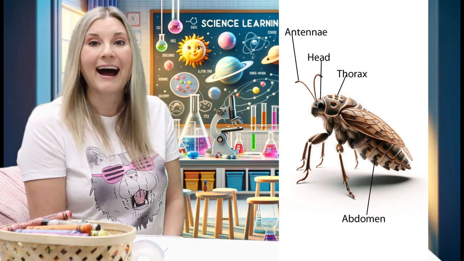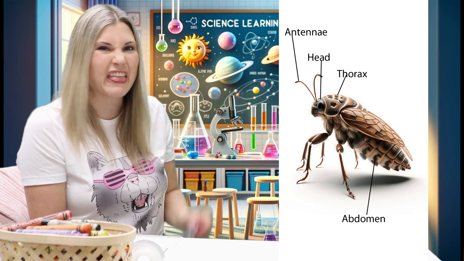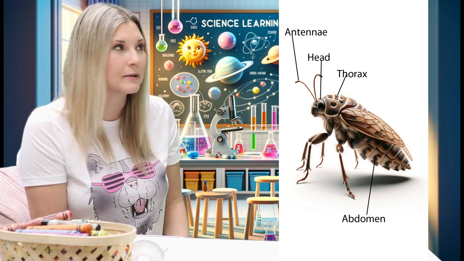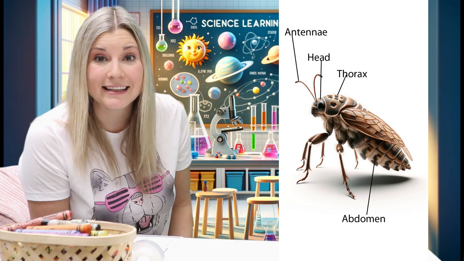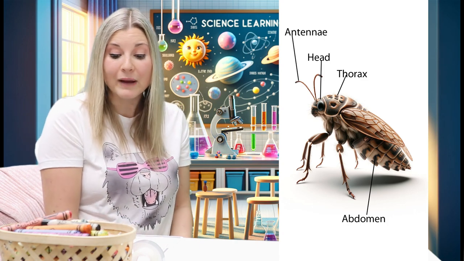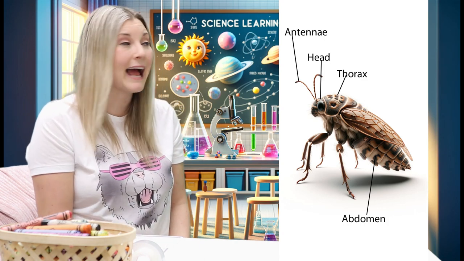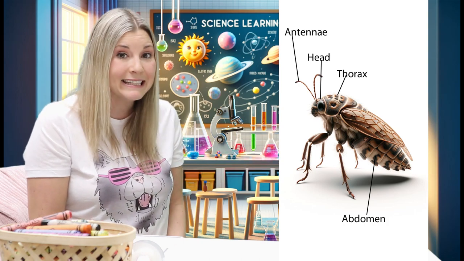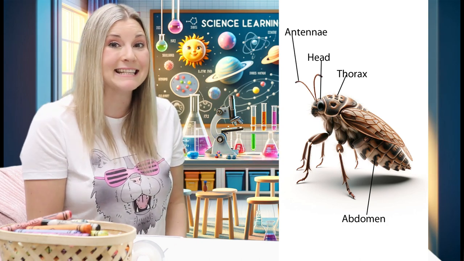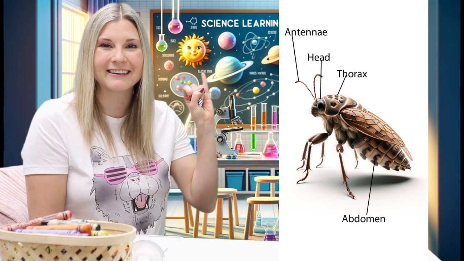Oh, I see something that I think you might be able to guess what it is. It's wings. They also have wings. And these are the different parts of an insect. And insect starts with the letter I.